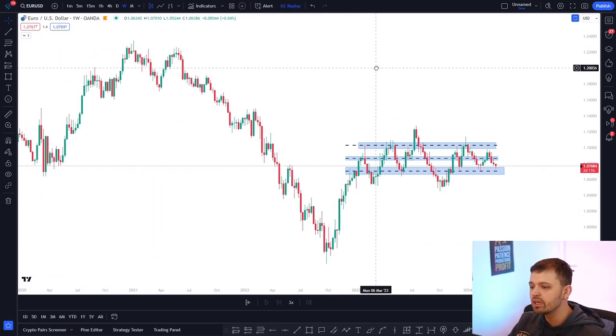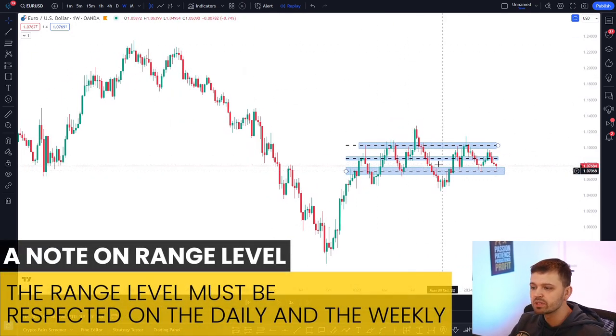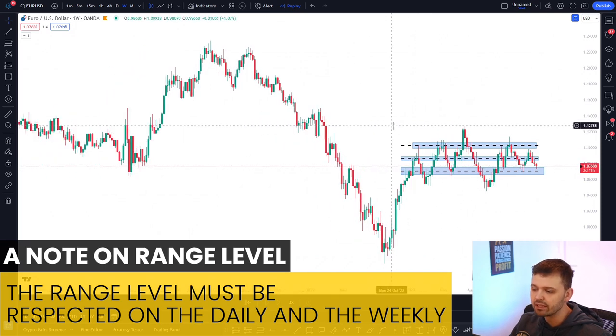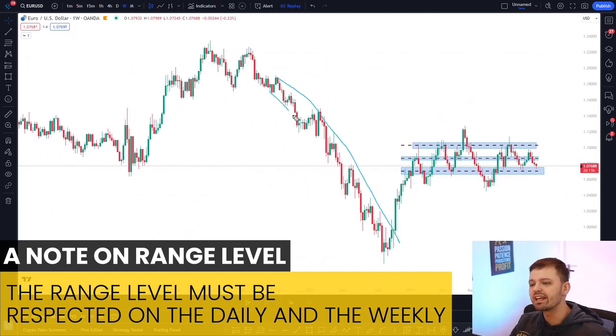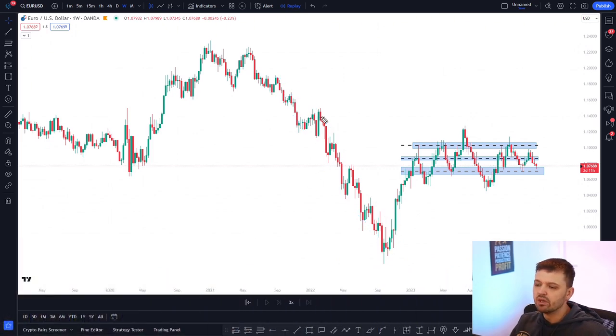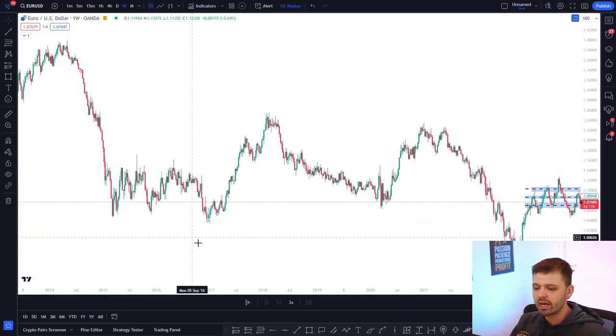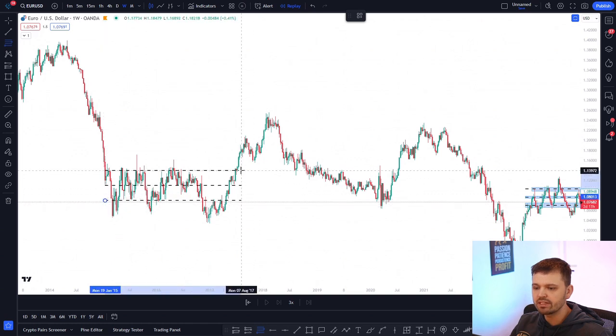So you can see here on the weekly that we have these levels being respected on the weekly as well for Euro USD. This is a good example of what is not a range. Euro USD is absolutely not in a range right here. This is where you want to be applying a trend following swing trading strategy. And then you have, all the way back down here in 2015, a decent ranging structure right here.